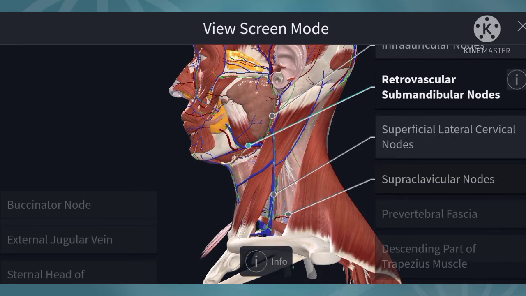Lymphatics from the anterior half of the lateral wall pass to the submandibular lymph nodes, as you can see here clearly, and from the posterior half drain into the retropharyngeal and upper deep cervical lymph nodes. This is all about the lateral wall of the nose.